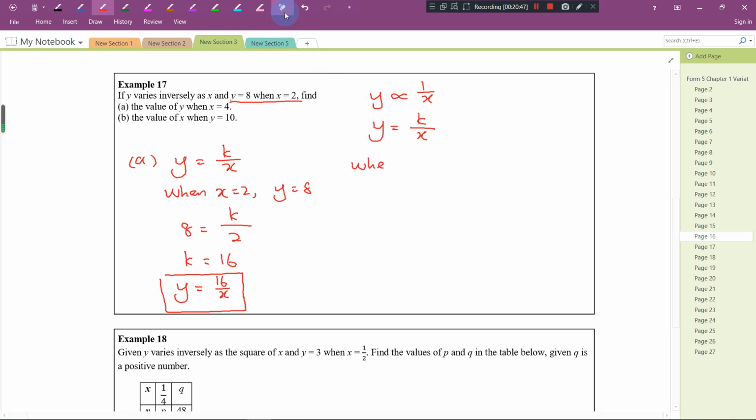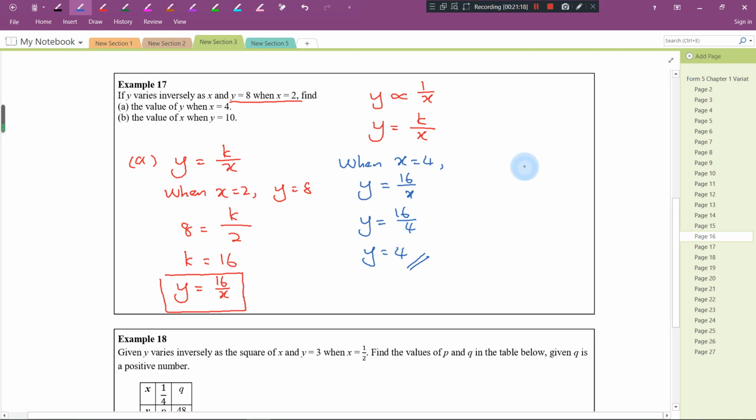Now I'm going to use this equation to help me to get the value of y and x. When x is equal to 4, what is the value of y? I just plug in 4 over here. Y is equal to 16 over x. When x is equal to 4, y is equal to 16 divided by 4, y is equal to 4.